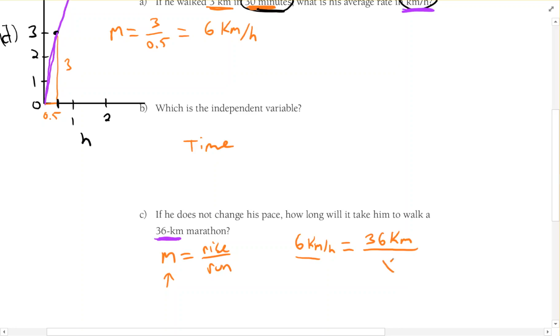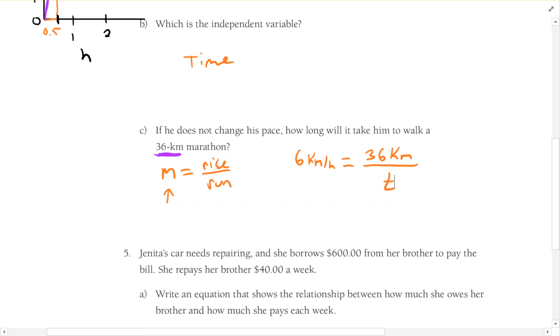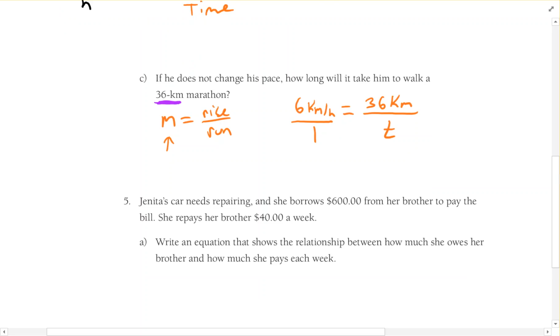And it's saying, okay, what's my run? What's my time, right? We can call it x or we can call it t if you wanted to. So then we just have to solve for t. So some of you guys, I've shown you a little trick that if you put this over 1, then you can just end up cross multiplying to figure that out. So I'll let you guys go ahead and figure out what t is.